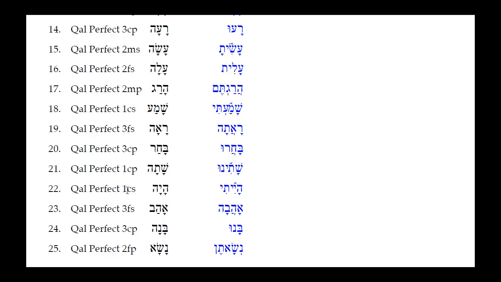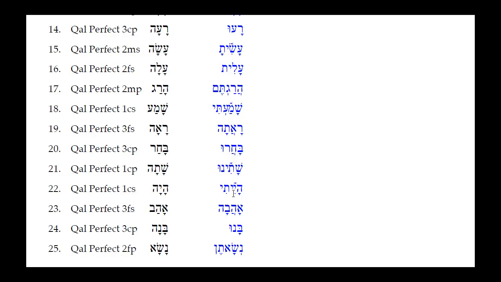Qal perfect, first common singular from haya. Again, we have the tav, the hirik yod, telling us that this is first common singular. This is a third hey verb, so hey is going to drop out, and the hirik yod is going to take its place. So it's hayiti. I was.